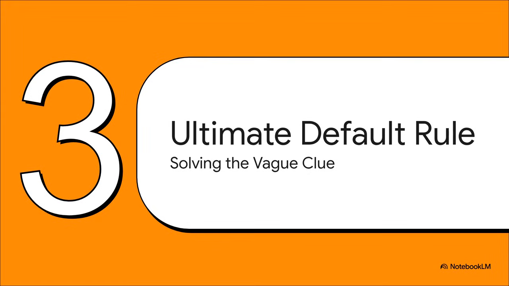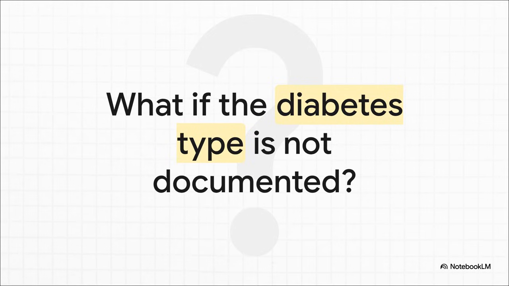Okay, part 3, the ultimate default rule and solving the vague clue. So what happens when a provider leaves us with a terribly vague clue in the medical documentation? We've all been there, right? You're reading the chart, and the doctor just writes, patient has diabetes. That's it. No type, no details, just diabetes. It can literally stop a new coder right in their tracks.